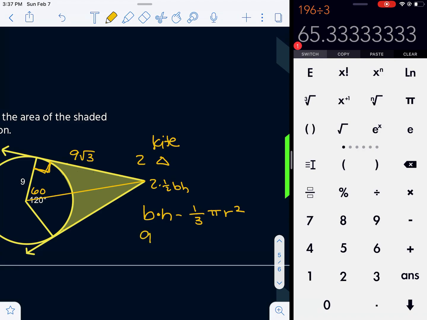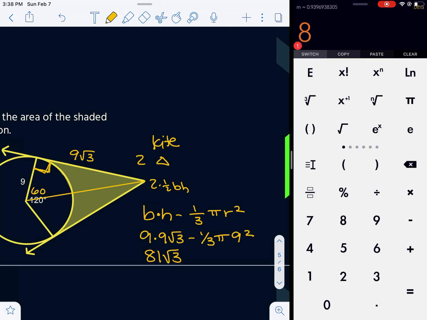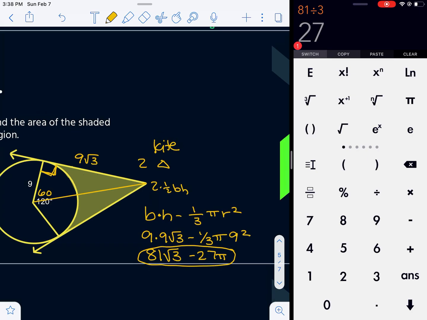My base and height are 9, and 9 square root 3. My radius is 9. 9 times 9 square root of 3 is 81 square root 3. 81 divided by 3 is 27. Yes, that felt wrong, but it was right. One has square root of 3, one has pi. Those aren't like terms, so I cannot combine them, and that's my final answer.